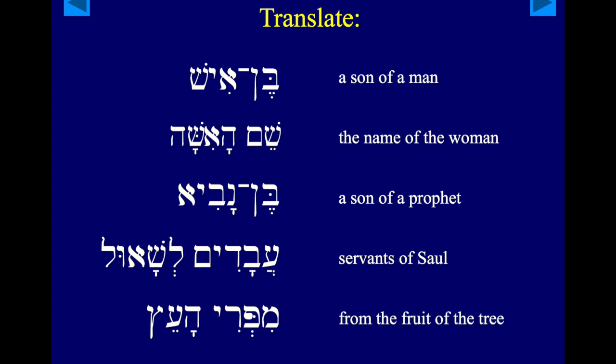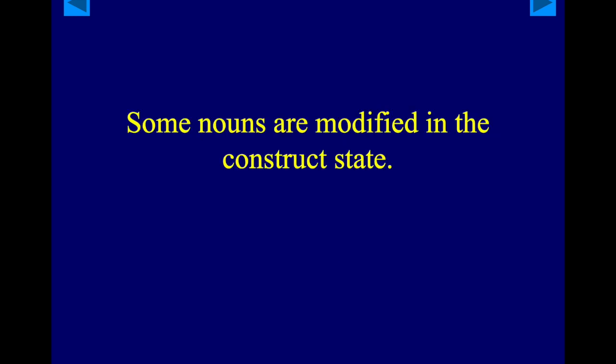This is, by the way, from Genesis chapter 3. Some nouns are modified in the construct state. When you put some nouns into construct, right? So remember, the construct ones are the ones that come first. The absolute is the one at the end. The absolute's going to look like it normally looks. Some nouns, when you put them into the construct state, they will change a little bit.